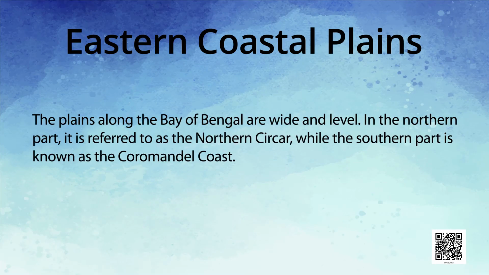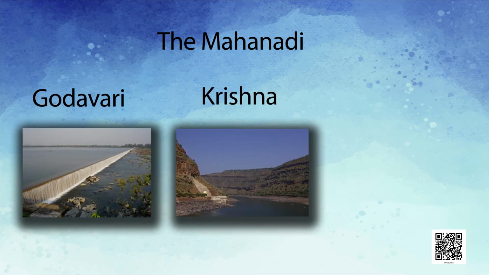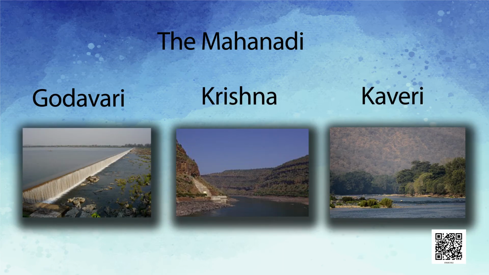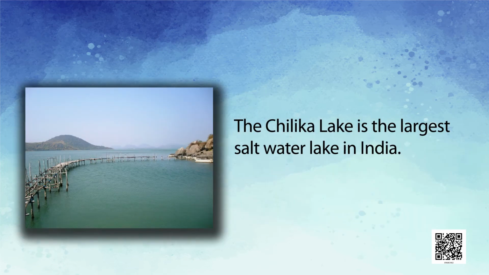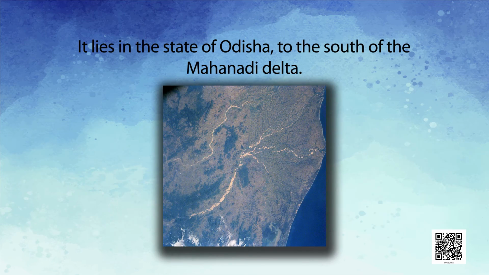The plains along the Bay of Bengal are wide and level. In the northern part, it is referred to as the Northern Circars, while the southern part is known as the Coromandel coast. Large rivers such as the Mahanadi, the Godavari, the Krishna, and the Kaveri have formed extensive deltas on this coast. Lake Chilika is an important feature along the eastern coast. Do you know, children, the Chilika Lake is the largest saltwater lake in India? It lies in the state of Orissa to the south of the Mahanadi Delta.